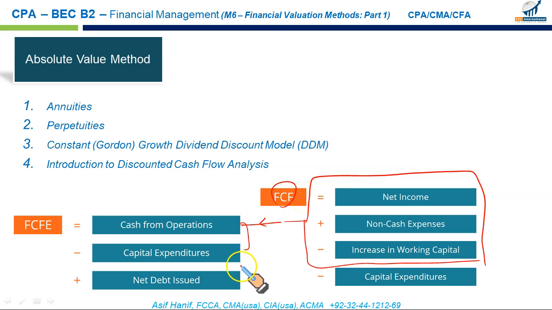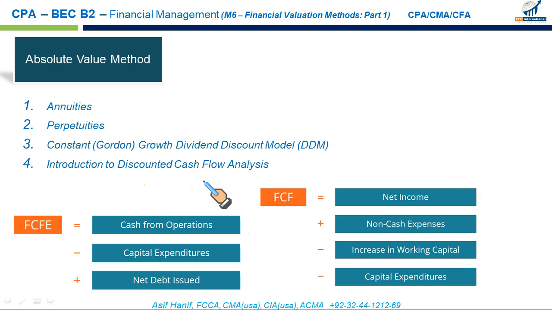Now, if you include net debt issued, a company might have issued bonds, or borrowed long-term funds from some financial institution. So net debt issued, if you bring it in, since it's an inflow, this is called free cash flow to equity. So either we go for FCF or FCFE, both can be used in our discounted cash flow analysis.